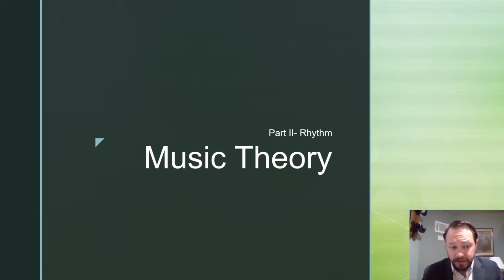Last time we were talking about the different clefs and the names of the notes. I loved reading some of your mnemonic devices. Some pretty funny stuff. Thank you guys for sending that in.